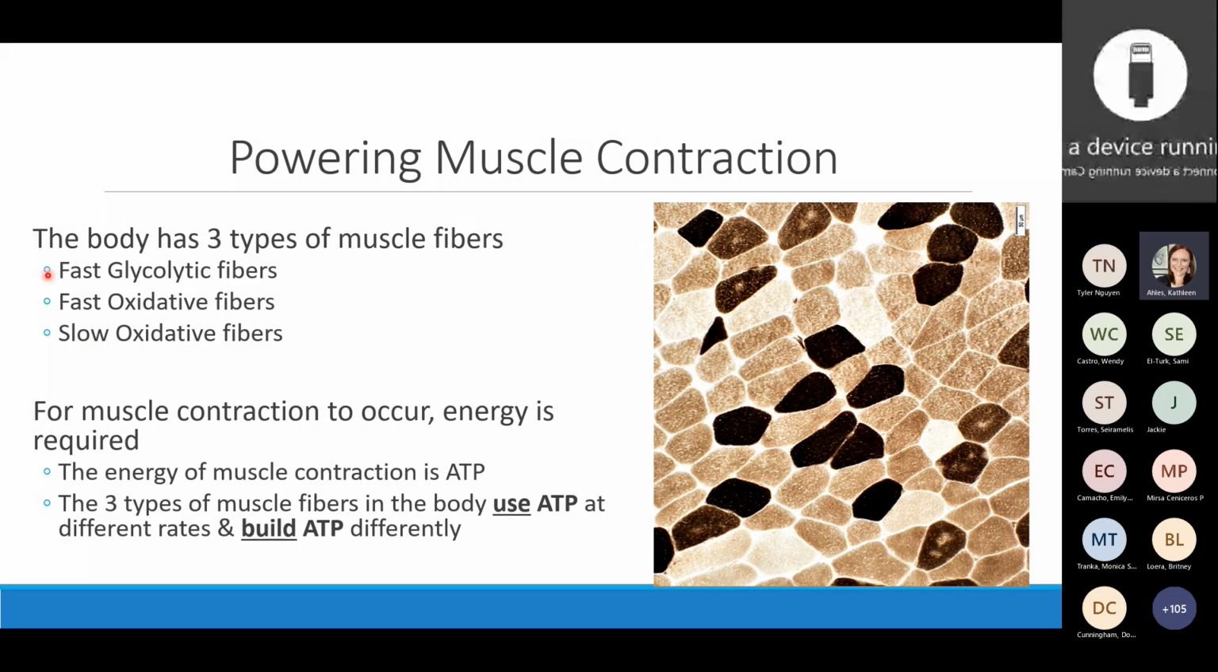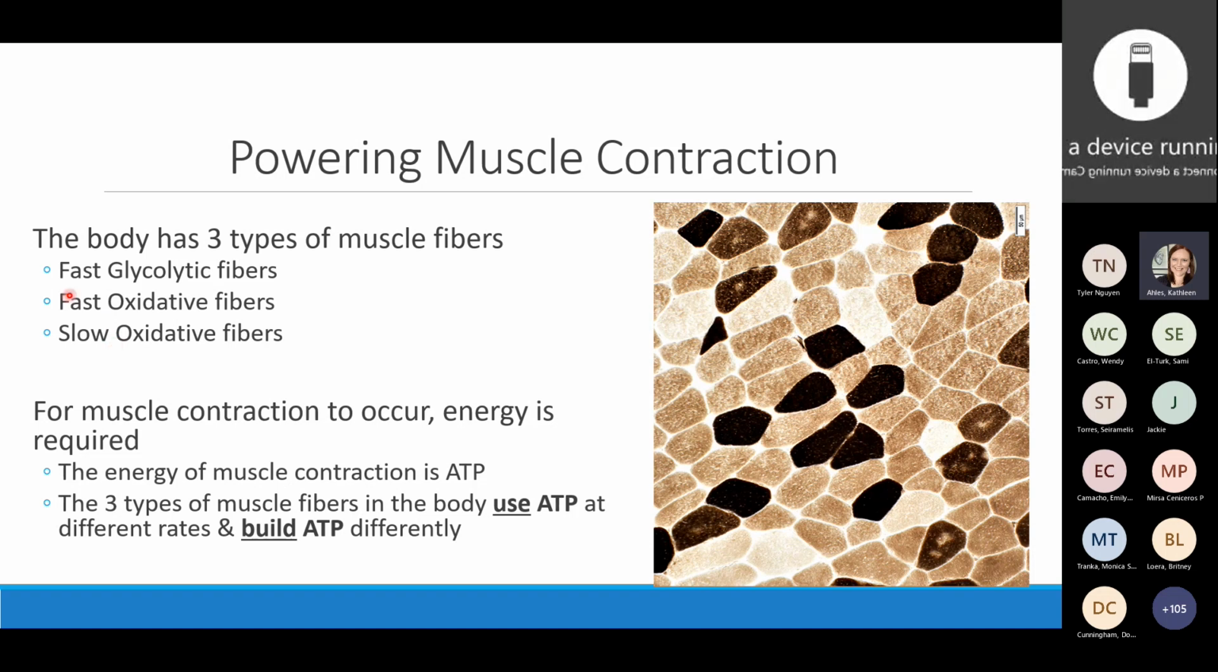So when I look back at these names that don't mean a lot to us yet, notice that we have the option of fast or slow. This tells me, are you using your ATP very quickly or very slowly? That's the first part of their name. The second part of their name tells me how they build their ATP, either using glycolysis or using oxidative phosphorylation. That's something that happens inside mitochondria.